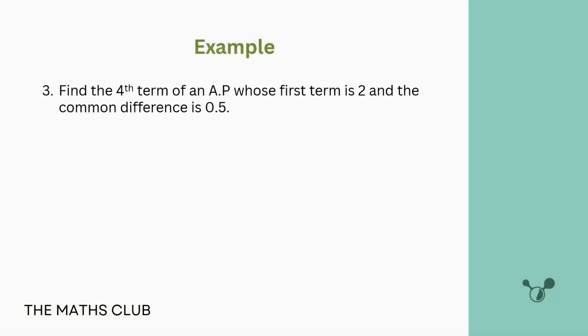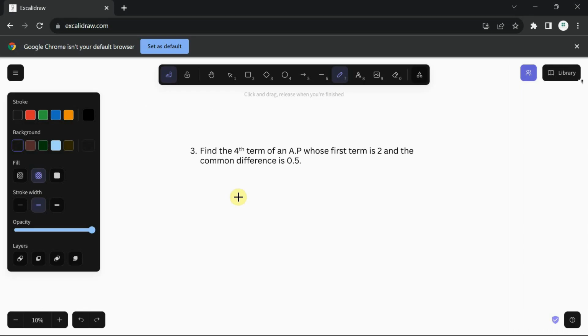The next question says that find the fourth term of an AP whose first term is 2 and common difference is 0.5. So what is given in this question? Right, we're told to find the fourth term. So T4 is not given, so I can put a question mark there. The first term a is what? 2, and the d is 0.5, right? So let's solve it together.